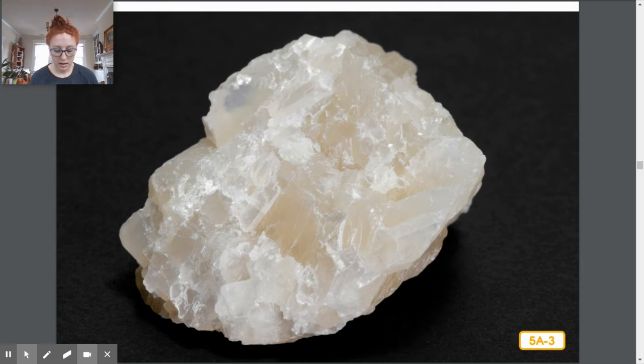For instance, this is a picture of the mineral quartz. Quartz is the most common mineral in the Earth's crust. Not the most common in the whole Earth, just the most common mineral in the crust. This picture shows a type of quartz called Milky Quartz. Why do you think it might be called Milky Quartz? Look at its color. Kind of looks like the color of milk, right?